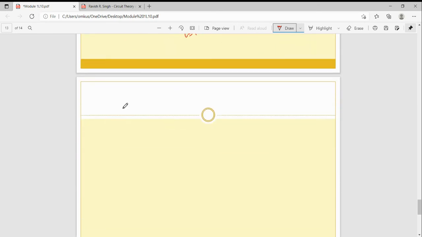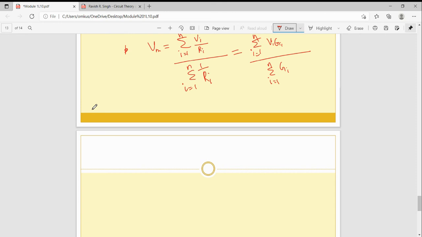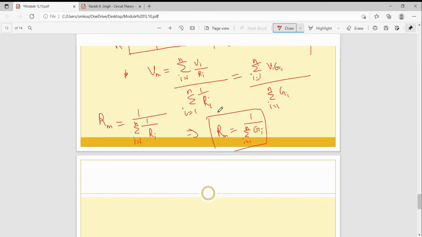And what is the value of Rm here? The value of Rm is 1 upon the summation for i equal to 1 to n of 1 upon Ri. So you can also write Rm equal to 1 upon the summation for i equal to 1 to n of Gi. So this is your Rm value.